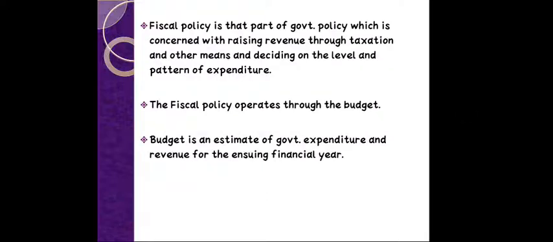Next, fiscal policy is a part of government policy which is concerned with raising revenue through taxation and other means and deciding on the level and pattern of expenditure. Fiscal policy operates through the budget. A budget is an estimate of government expenditure and revenue of the ensuing financial year. That means the money which is allotted by the government for the development of the state.